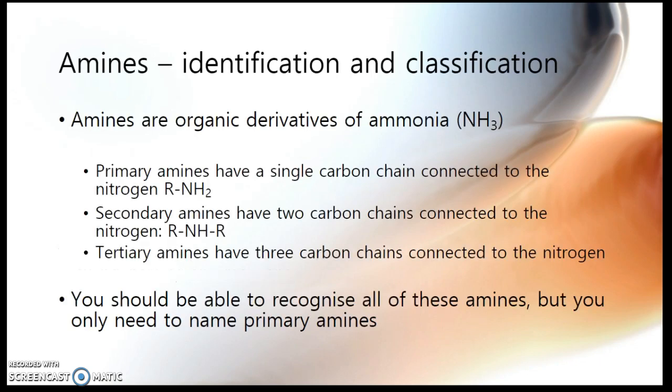Amines are organic derivatives of ammonia. Ammonia is NH3. For a primary amine, we've replaced one of those hydrogens on the ammonia with a carbon chain. For a secondary amine, we've replaced two hydrogens with carbon chains, and for a tertiary amine, we've replaced all three hydrogens with carbon chains. Now, you should be able to recognise all types of amines, but you only need to be able to name primary amines.